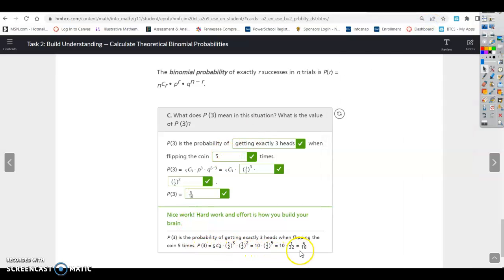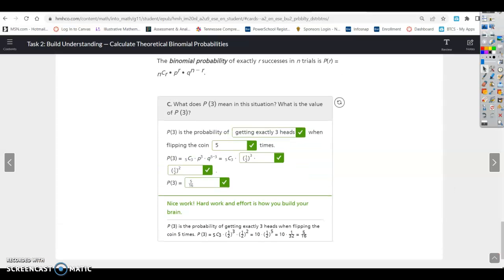They show the math also down here and how to get that 5/16. That's all for task 2. If you have any questions, let me know.